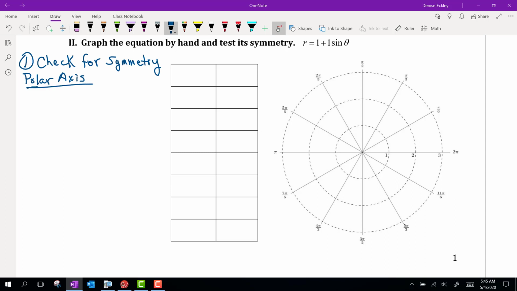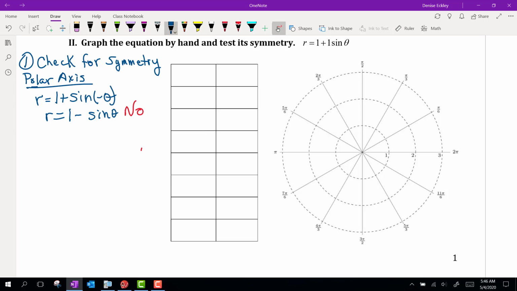When we look at the polar axis, we're going to substitute negative theta in. So r is going to be 1 plus 1 sine negative theta. And since sine is an odd function, this will be 1 minus sine theta. So that is not the exact same equation, so it does not have polar symmetry.